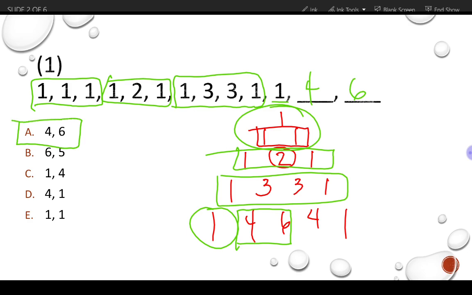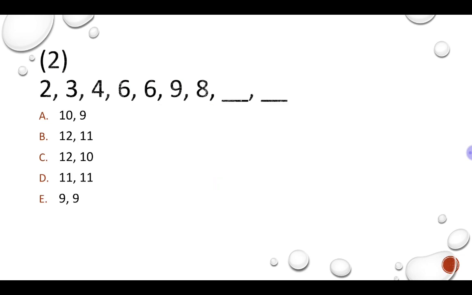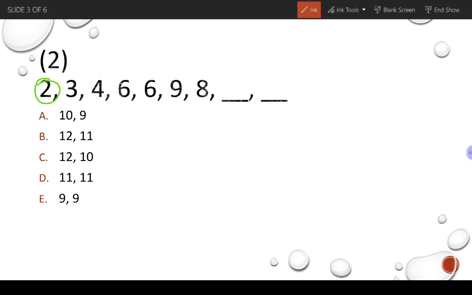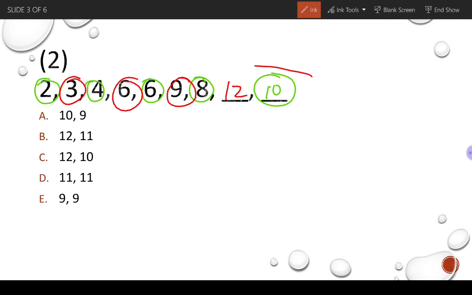Next number 2. So we have 2, 3, 4, 6, 6, 9, 8. So as you can see, doon sa pattern natin, we have 2, 4, 6, 8. So basically, this is 10. And the next one is 3, 6, 9. So basically, this is 12. So our last two terms are 12 tapos 10. So that is letter C.